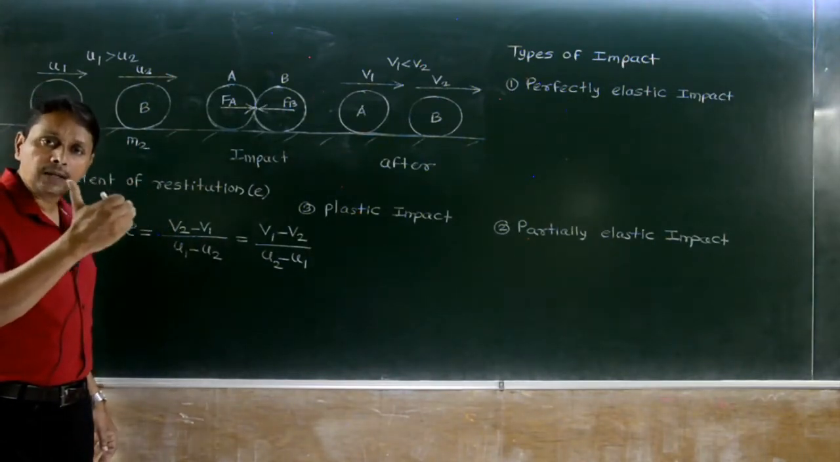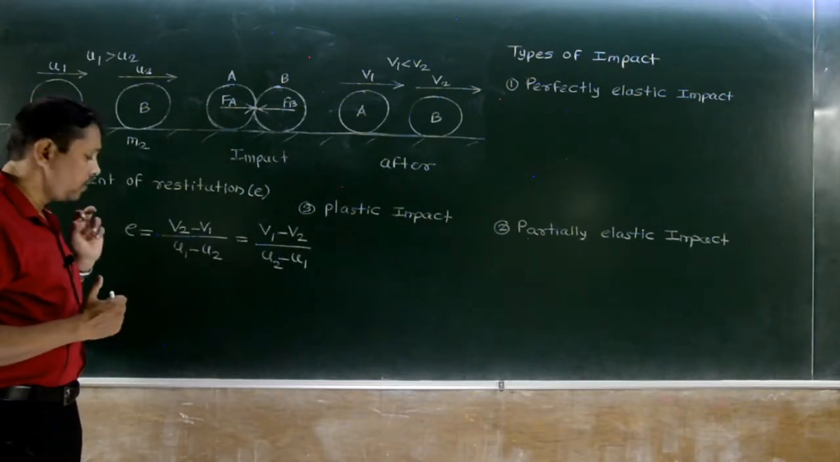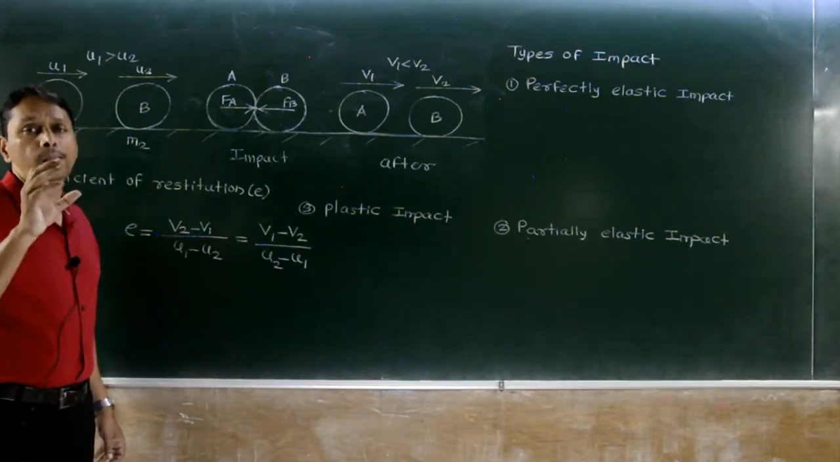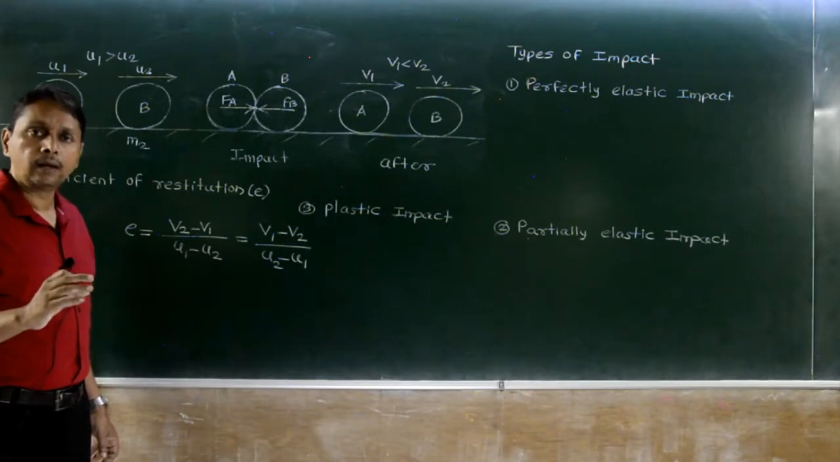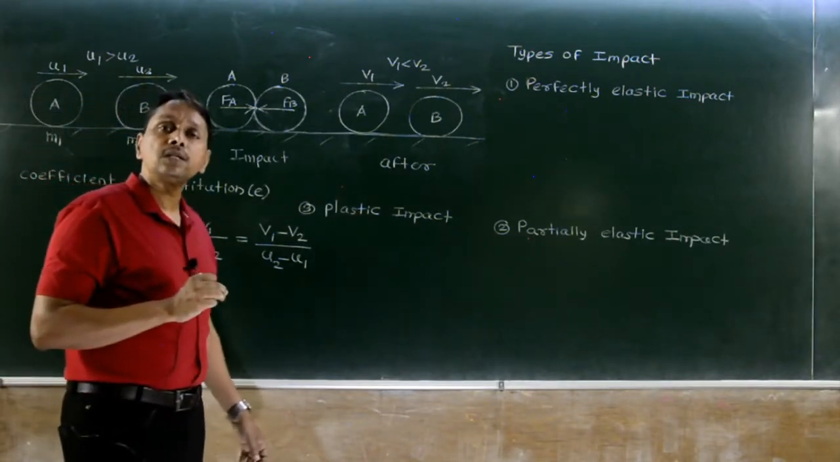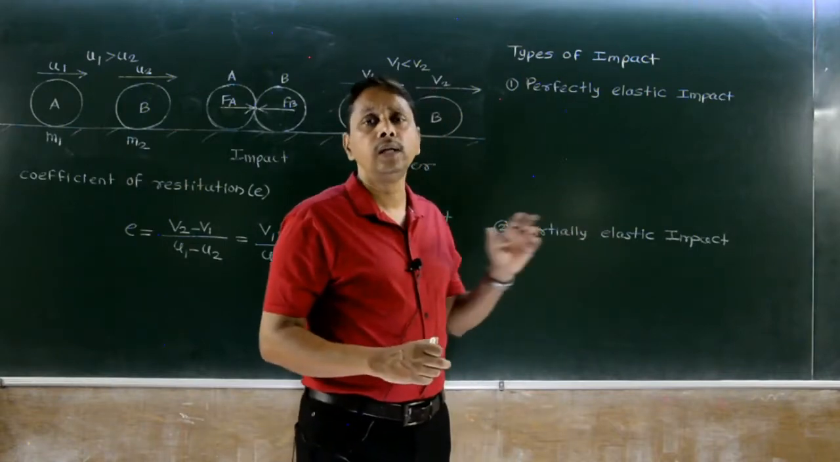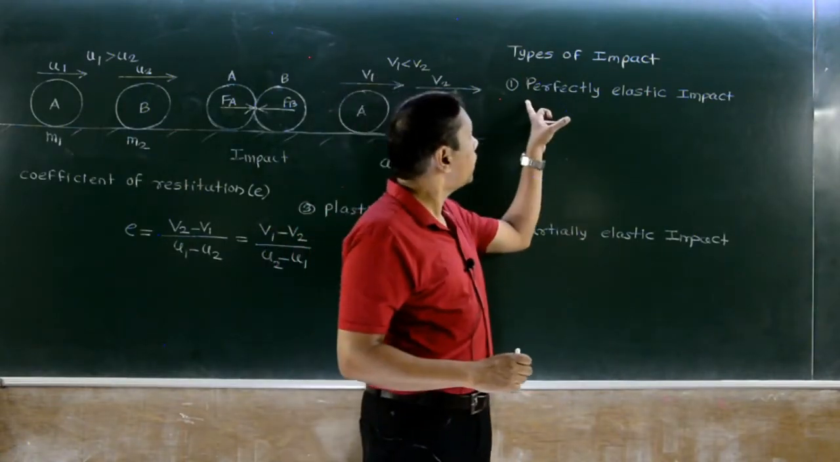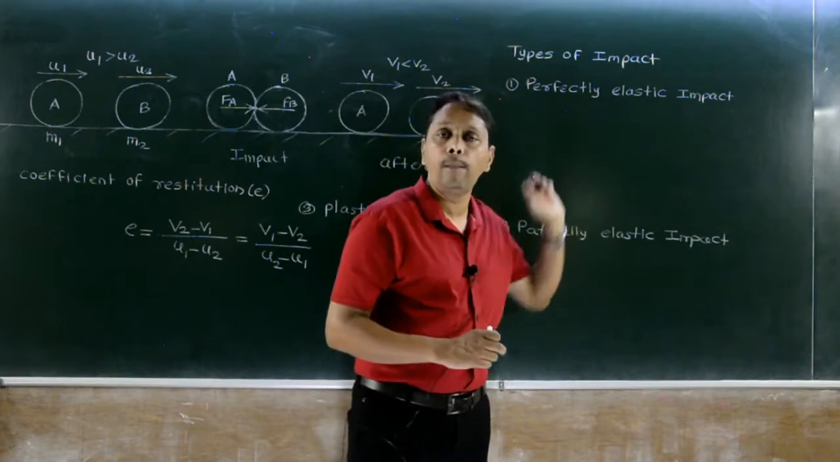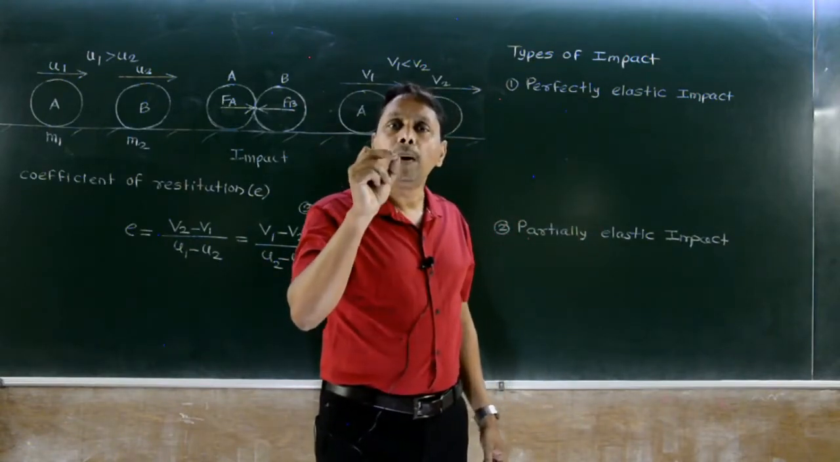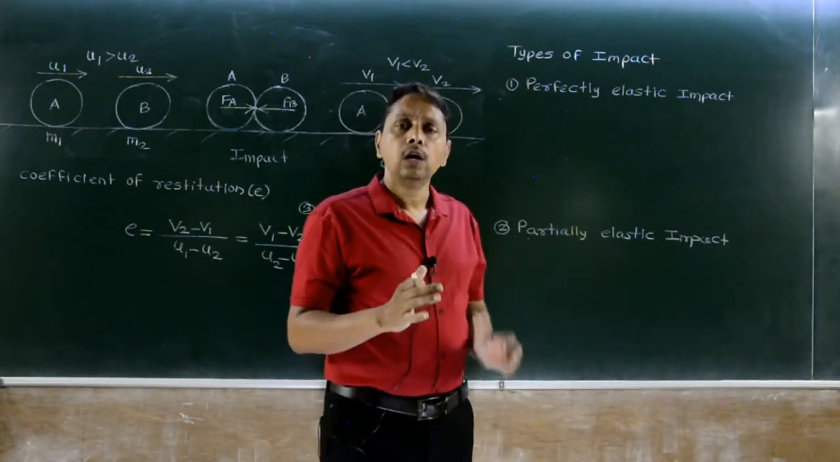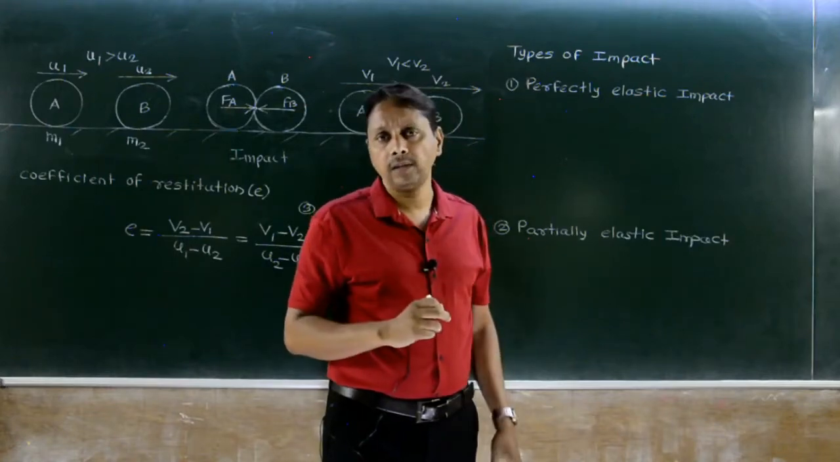Using the law of conservation of momentum and the coefficient of restitution, we are going to solve numericals. But while solving numericals, there are three types of impact that we are going to deal with, of which number one is perfectly elastic impact. So what is perfectly elastic impact?